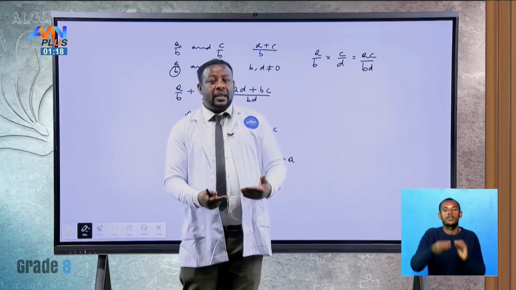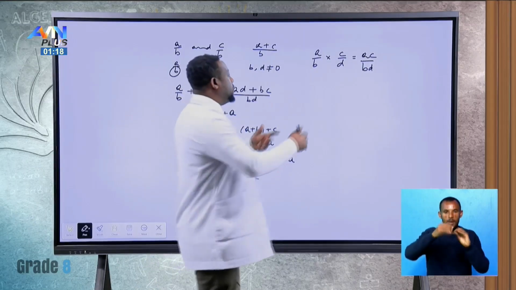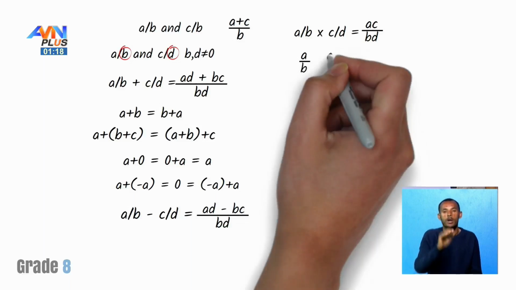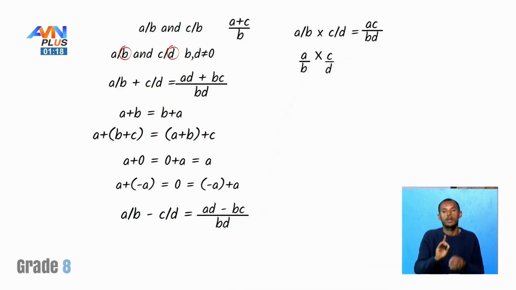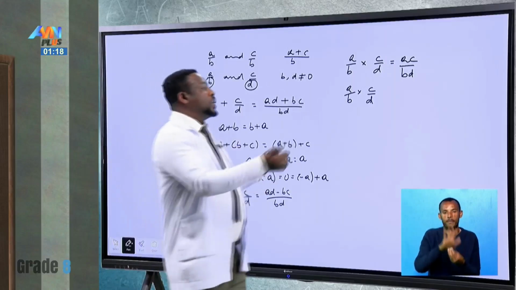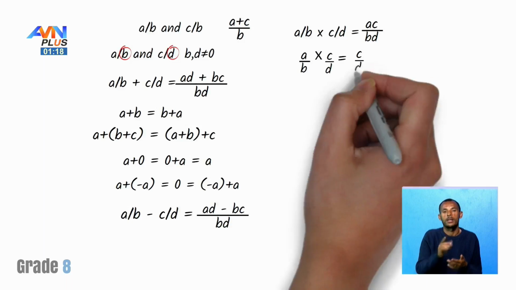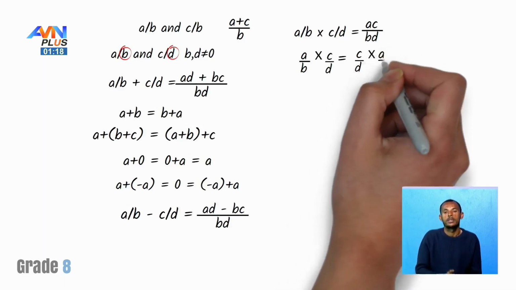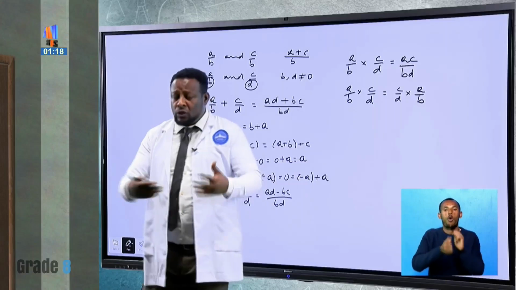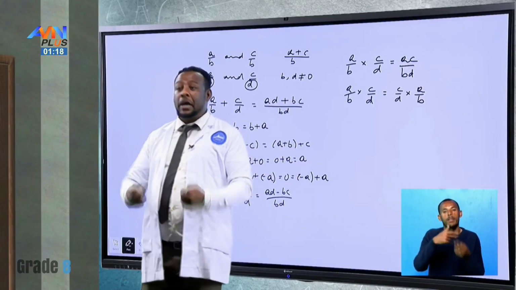The other thing is, take any two rational numbers and find the product. If A over B times C over D is given, adjusting the order of this fraction does not affect the outcome. So this is the same as C over D times A over B. So multiplication possesses the property of commutativity. So there is a commutative property under multiplication of rational numbers.